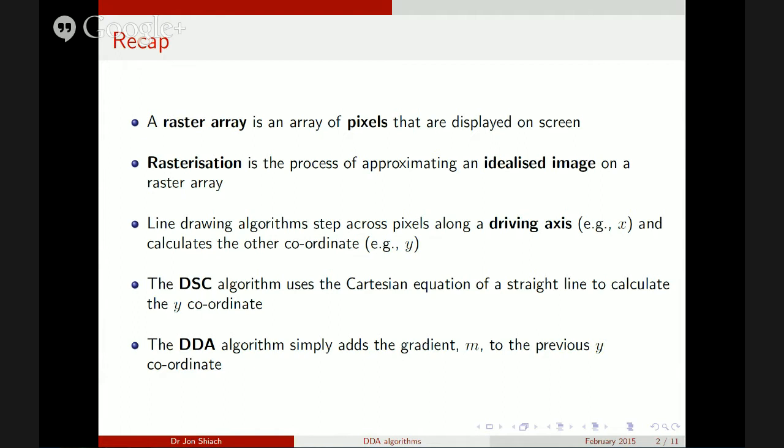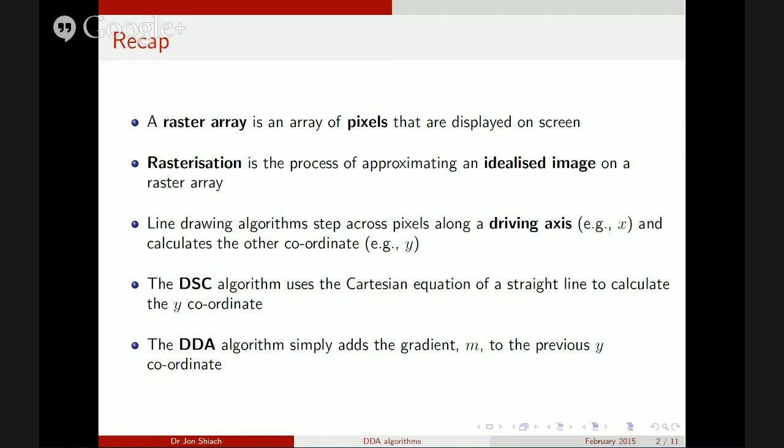On Monday, we looked at 2 algorithms. We looked at the DSC algorithm, which is essentially the Cartesian equation of a straight line, y equals mx plus c. But that's slow. It's slow because we have to calculate lots of what we call floating point operations. Floating point operations are operations on real numbers. Now, computers work in binary. Okay, so binary methods are fastest. But failing that, integer methods are faster. If a computer has to work using real numbers, i.e. decimal numbers, it's slower for the computer.